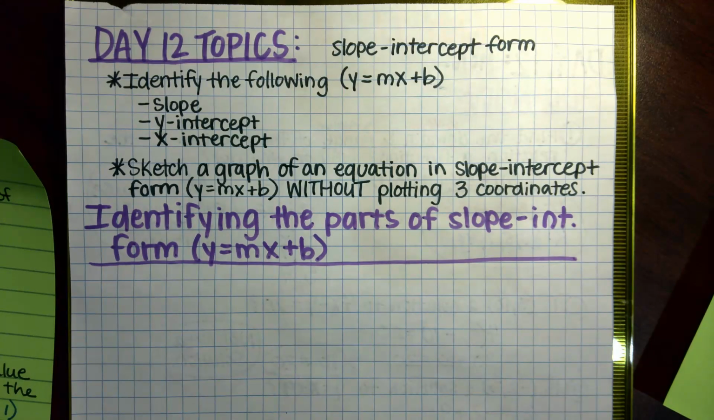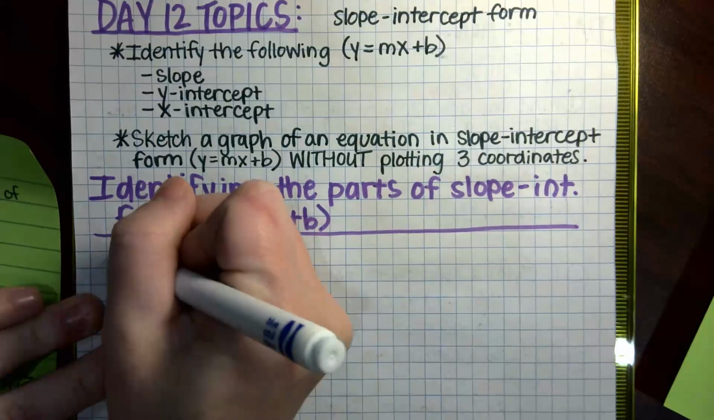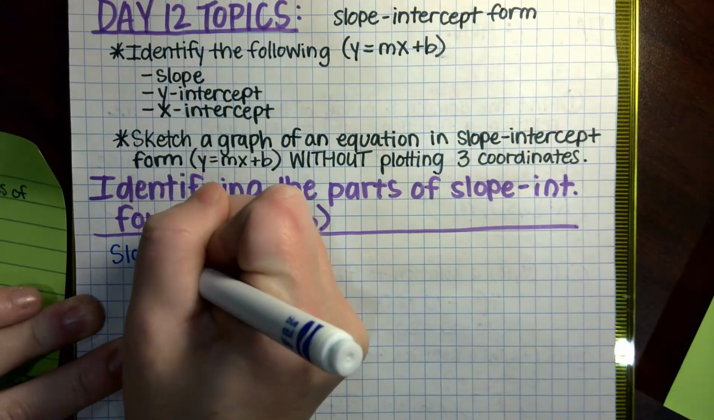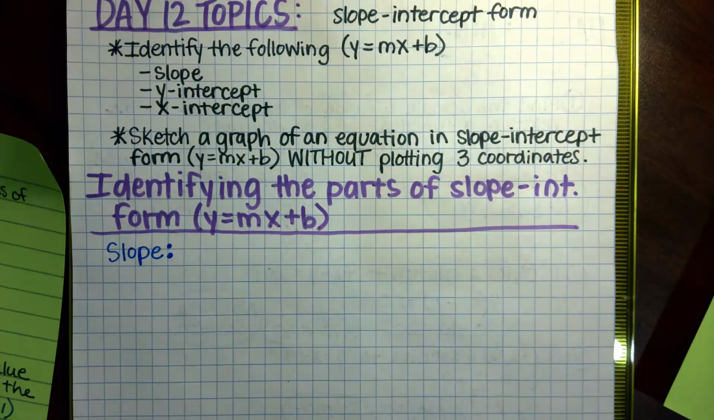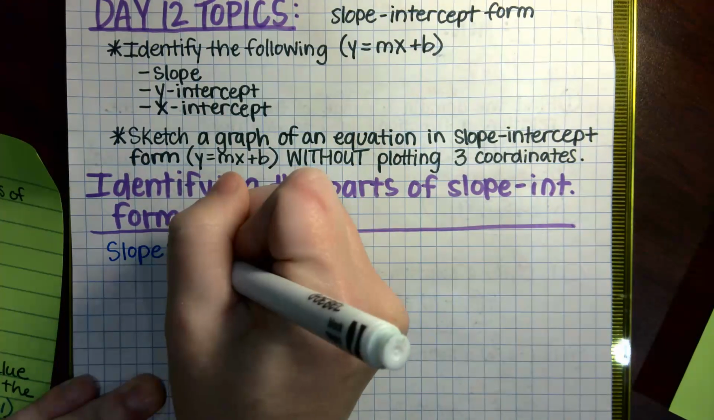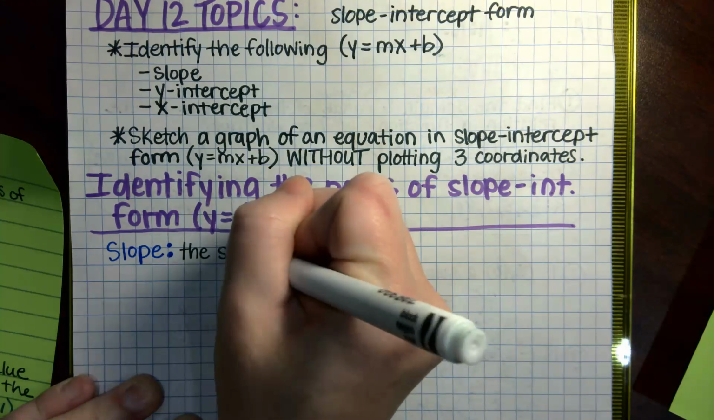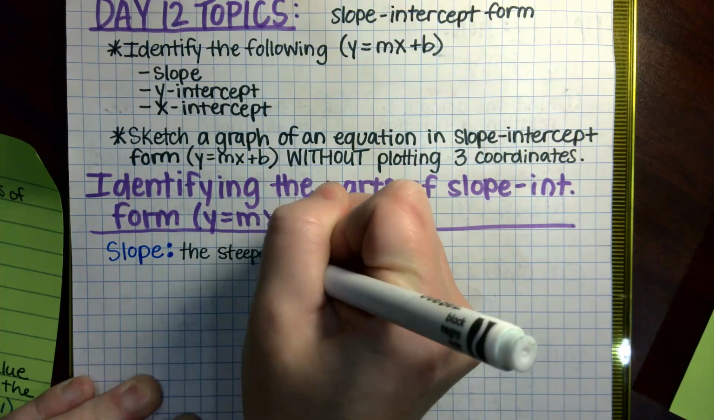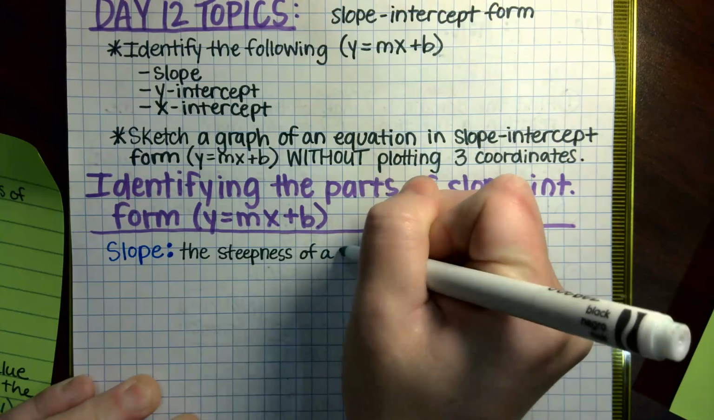Awesome. Okay, so the first thing that we're going to talk about is slope. Slope. I'm going to write that as our first little definition. So slope is pretty simple. It's exactly what it sounds like. The slope of a line is just how steep it is. So it's just the steepness of a line.